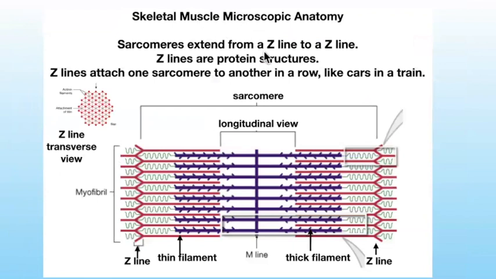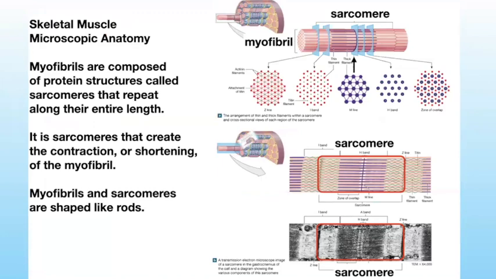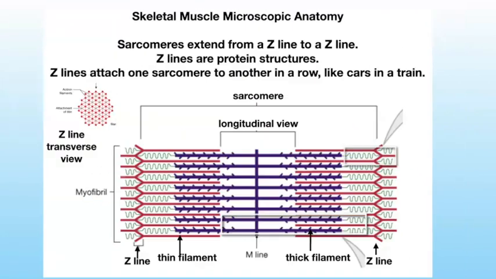Sarcomeres extend from a Z line to a Z line. The Z lines are protein structures. Z lines attach one sarcomere to another in a row, like cars in a train.